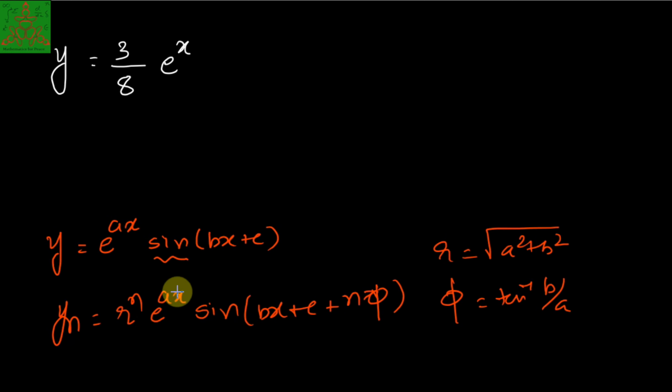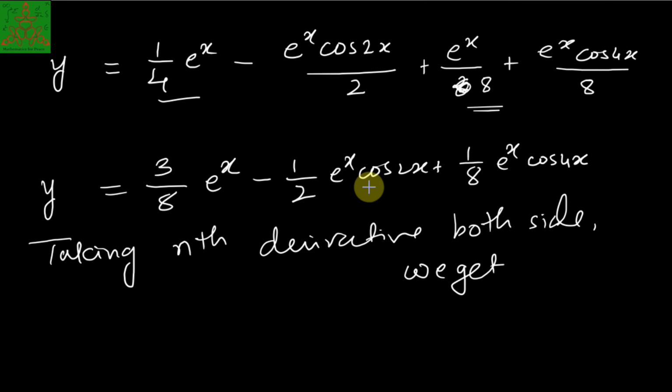If it is cos here, then we'll have cos here. And you can see that in this we have e power x cos 2x. So the formula for that we have to apply. Here a equal to 1 and b equal to 2 we have into this formula.